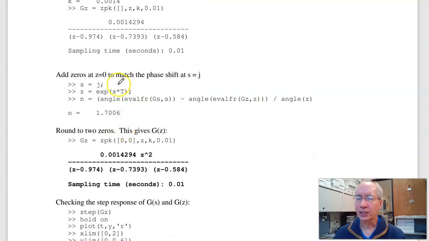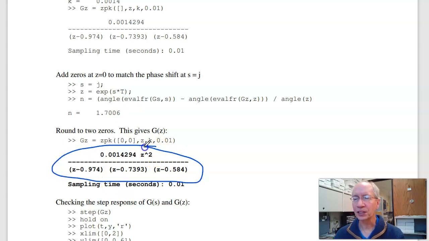To get the right number of zeros, I can do the same trick. Pick a frequency, like 1 radian per second. What's the difference in phase shift between g of s and g of z at that frequency, divided by how much phase each z adds? I need 1.7 zeros at the origin. Again, I can't do fractions, so let's round up, call it 2. So here's my discrete time version of g of z when the sampling rate is 0.01. And notice completely different design. Change the sampling rate, everything changes.